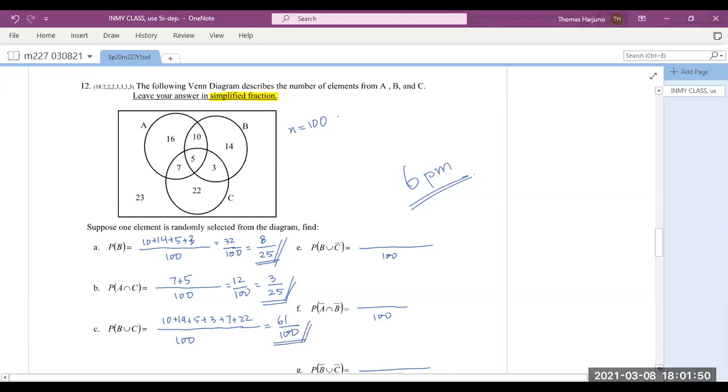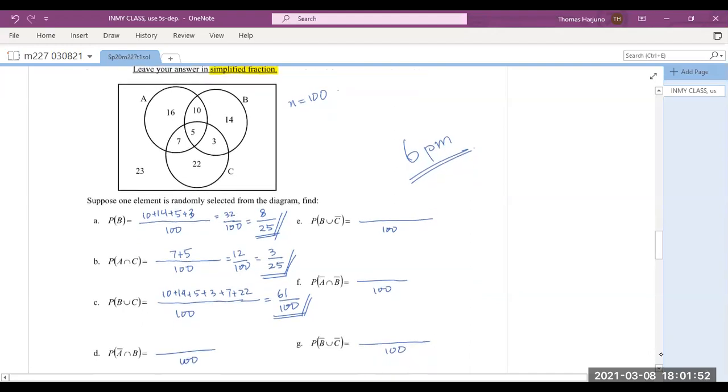Okay, good. And how about not A but B? Outside of A but inside of B. How many of them? 14 plus 3. That's correct. Good. You start getting used to it. And this is the simplest also. So that's the final answer.